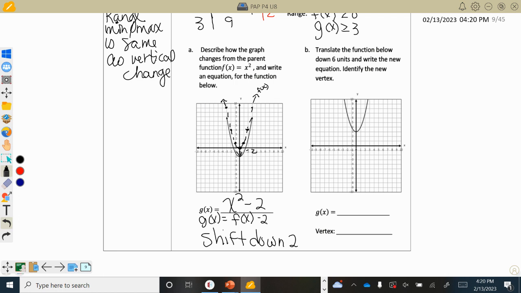For b, it says to translate the function below down 6 units and then write the new equation and identify our new vertex. You notice that is not our parent function. On this one, we're starting with a non-parent function, and we're going to shift that one around. So we're going to take this function that's here and go down 6 units. 1, 2, 3, 4, 5, 6. Down here.